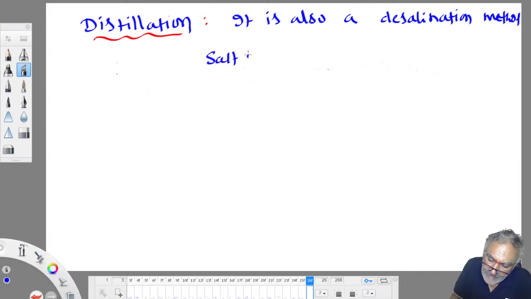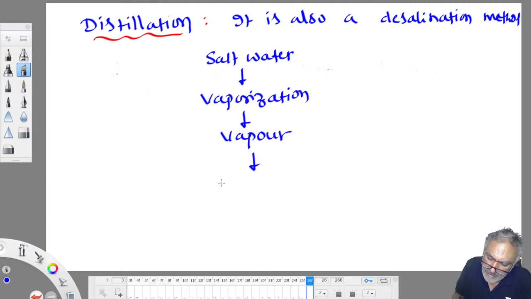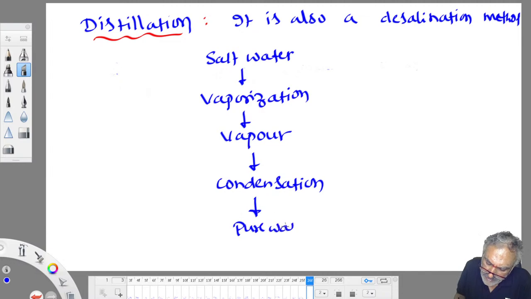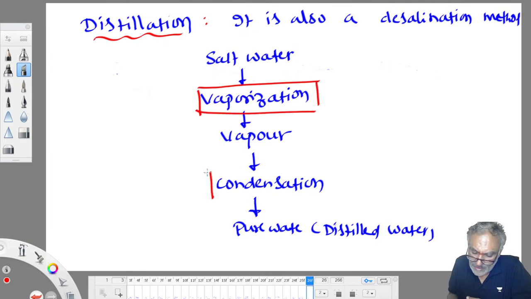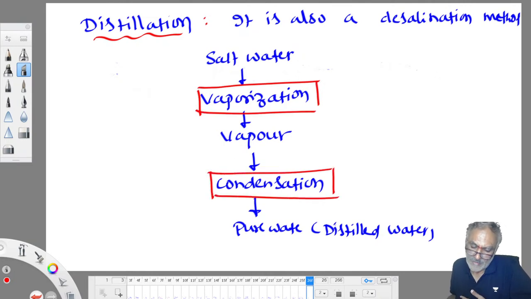So salt water upon vaporization produces vapor. That vapor is again collected and condensation is carried out. Condensation means cooling. That produces pure water again. This pure water is also called distilled water. For drinking purposes we don't need it, but for some purposes they use this salt free water. So this is called distillation, vaporization and condensation. That's how it happens. All these are desalination techniques.